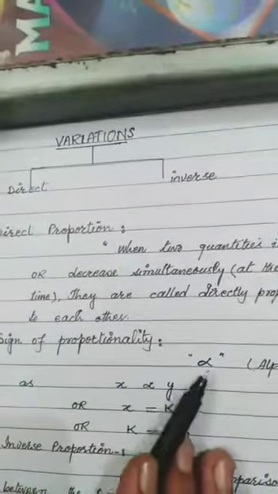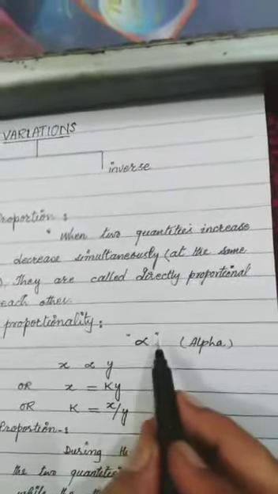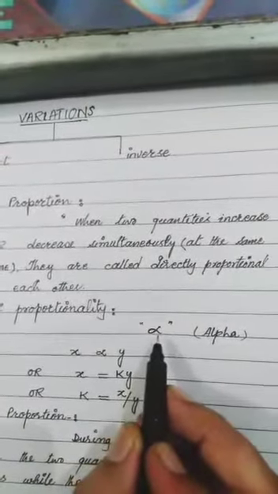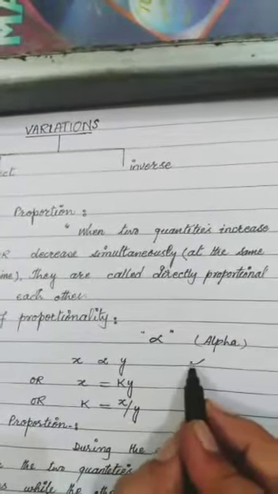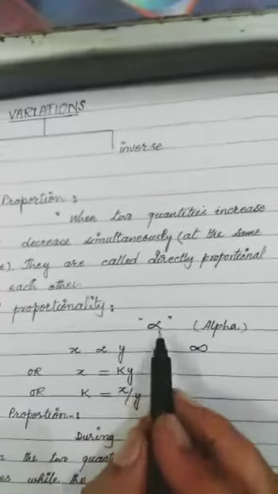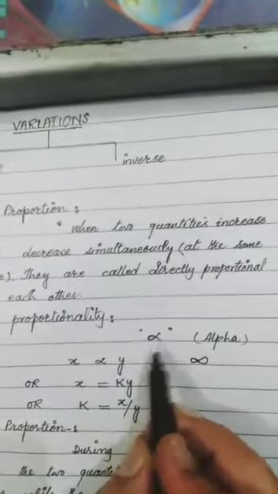The sign of proportionality is a Greek letter alpha. Remember, you must not mix it with the sign of infinity. This is alpha, and the infinity sign is closed like this. But this is open. It is closed at one side and open on the other side.